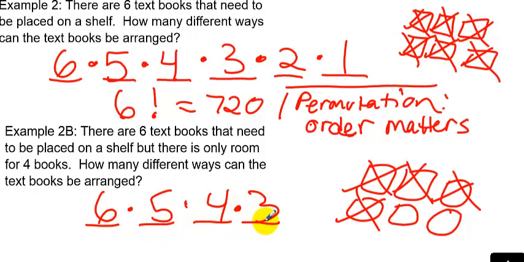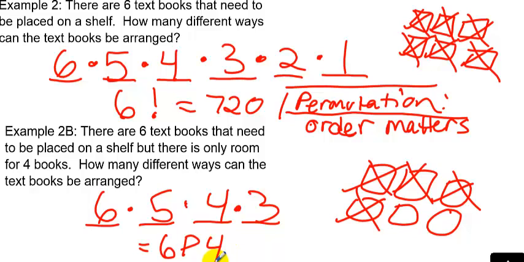So this kind of looks like a factorial, but unfortunately it doesn't go all the way to the bottom. Now, because the order in which the books are placed on the shelf matters, I'm going to say that this is a permutation. And how I solve this is I say we have a total number of 6 books. It's a permutation, and we're choosing 4 of them.